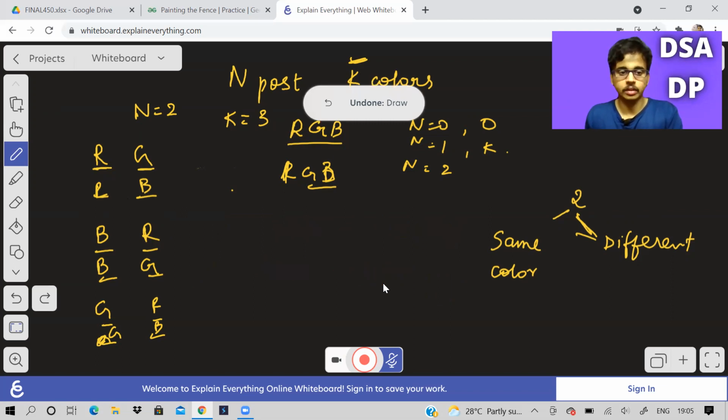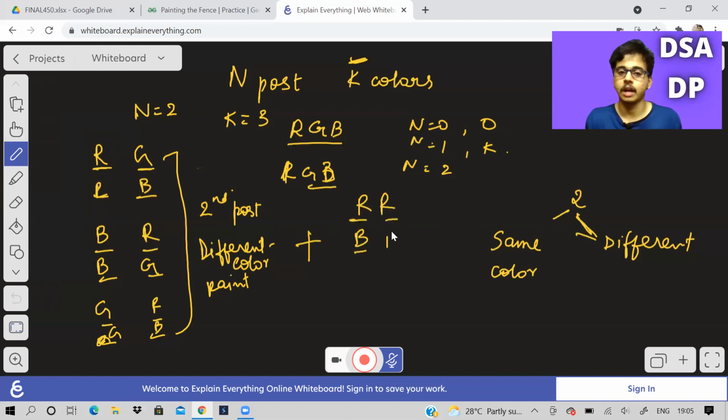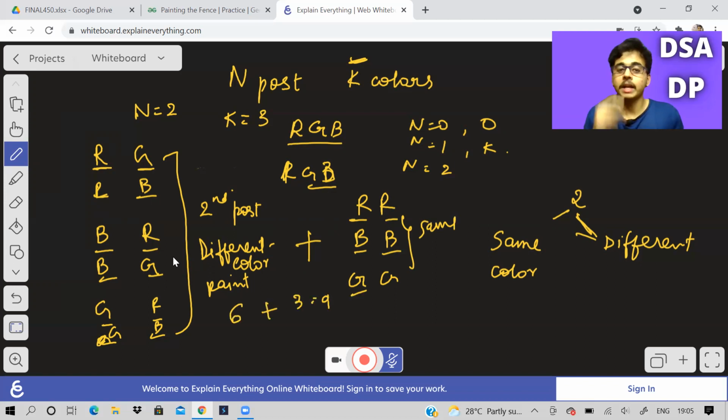So what are these? This is for a different color. We paint the second post with a different color. Plus, what was the other case? We paint it with the same color: RR, BB, GG. So this is the same color. How many ways were here? 6. How many ways were here? 3. So total 9. But how to write this 6 and 3 in terms of K?